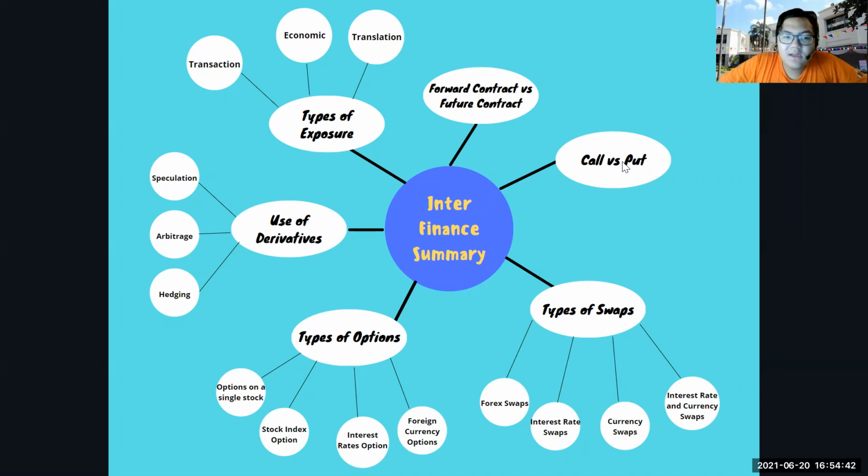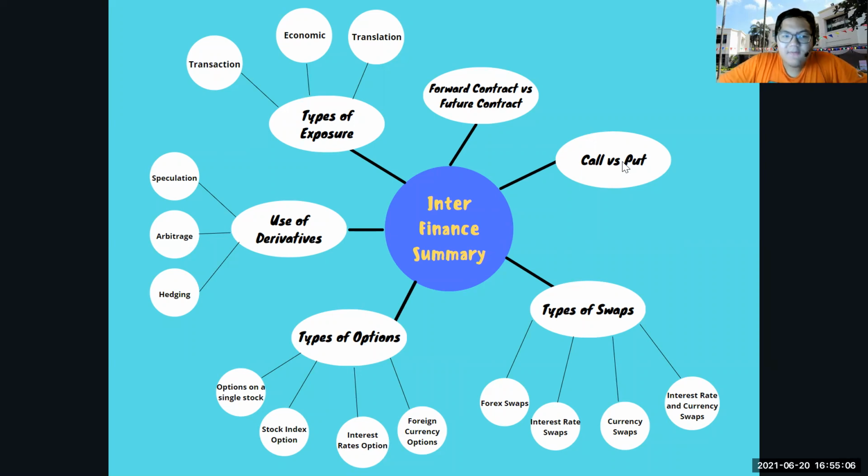The next one that we're going to discuss is the types of derivatives. So we have three types of derivatives. First one we have is the speculation, which refers to the act of conducting a financial transaction that has substantial risk of losing value, but also holds the expectation of a significant gain.